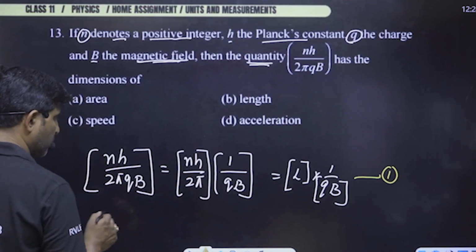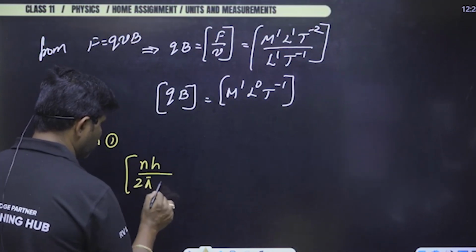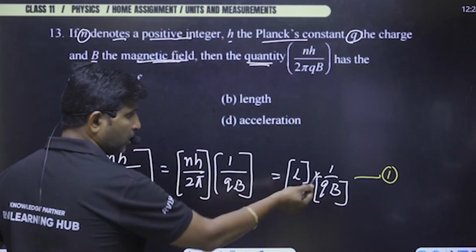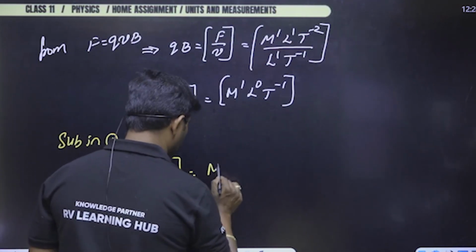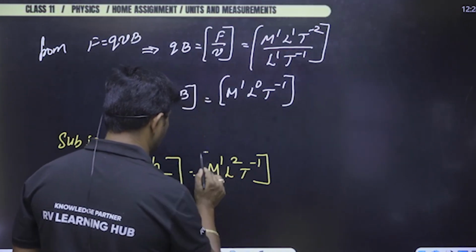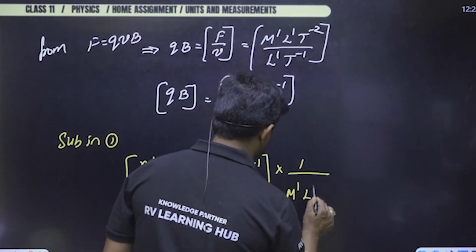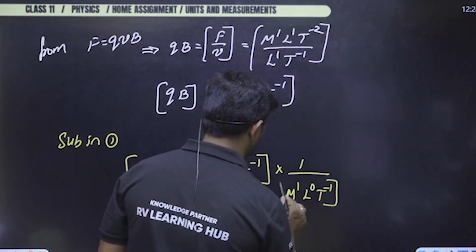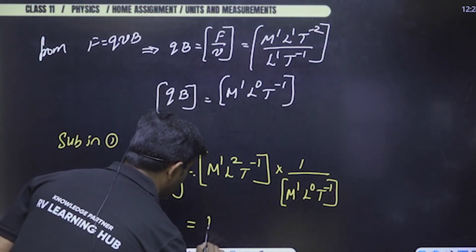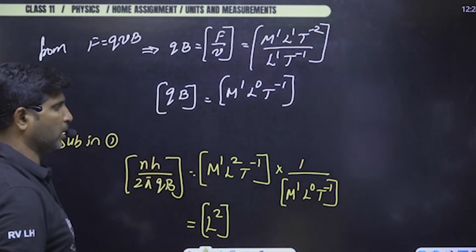we can say dimensions of nh divided by 2 pi into QB is nothing but dimensions of L. What are the dimensions of L here? We can say M power 1, L to the power of 2, T power minus 1 into 1 by QB. QB is M power 1, L power 0, T power minus 1. Is it right? So if you simplify this value here, you will get L to the power of 2. You will get only L to the power of 2.